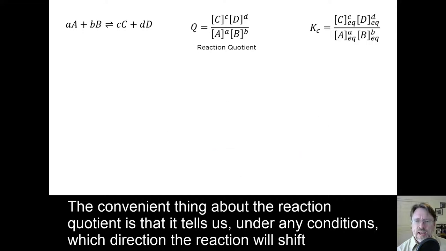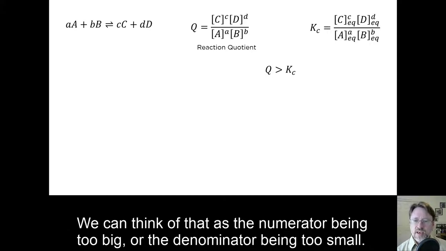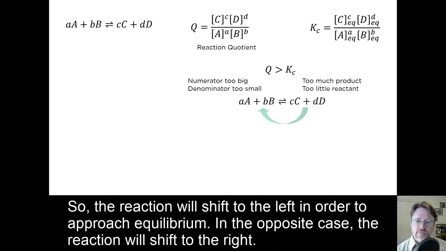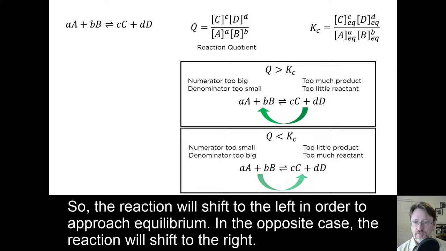The convenient thing about the reaction quotient is that it tells us, under any conditions, which direction the reaction will shift in order to approach equilibrium. Let's suppose that Q is greater than the equilibrium constant. We can think of that as the numerator being too big or the denominator being too small, which is another way of saying that there is too much product or too little reactant. So the reaction will shift to the left in order to approach equilibrium. In the opposite case, the reaction will shift to the right.